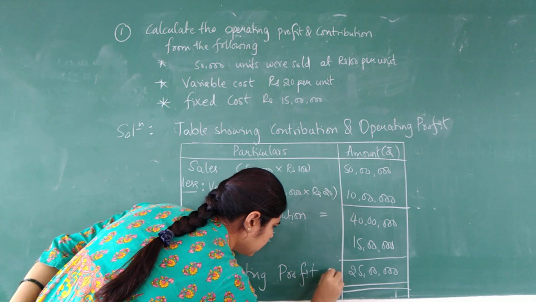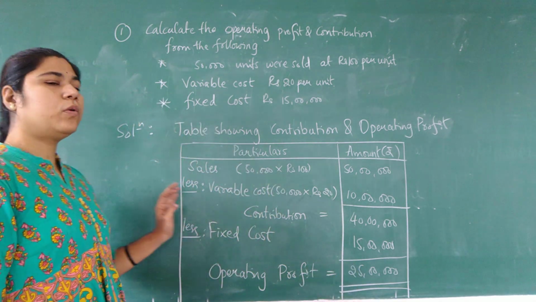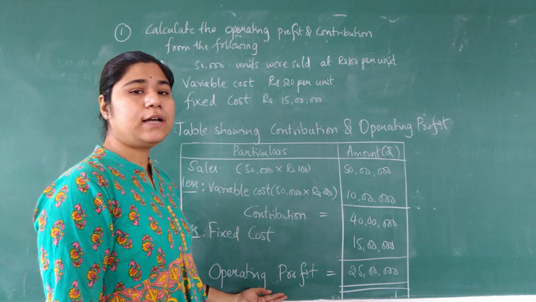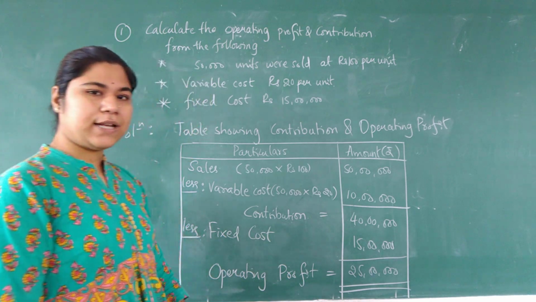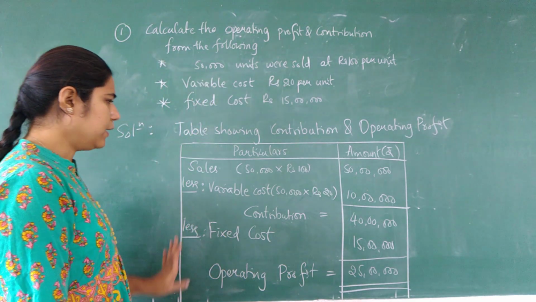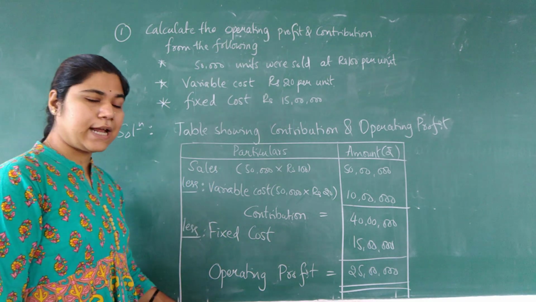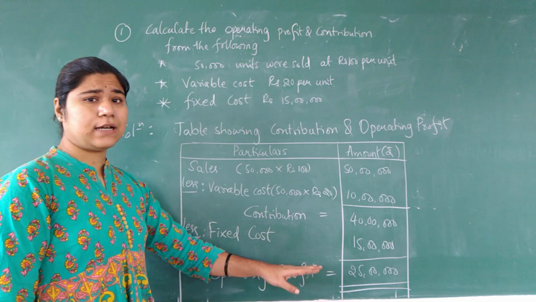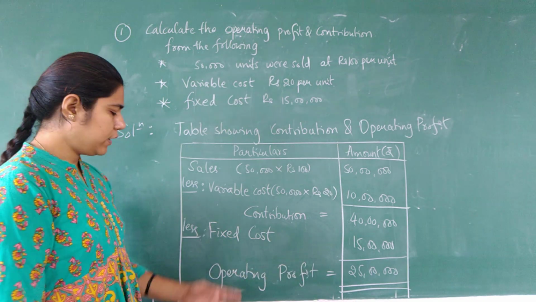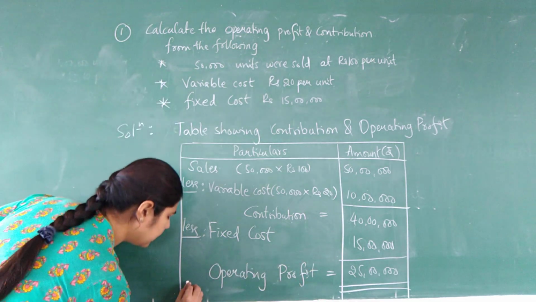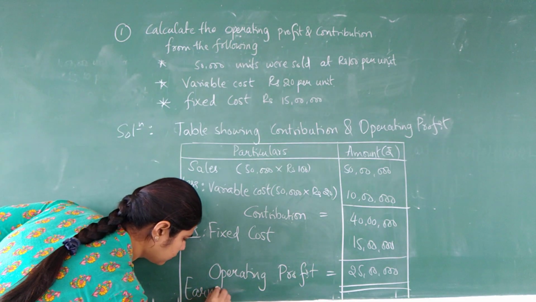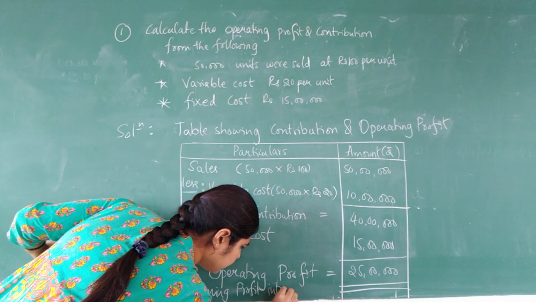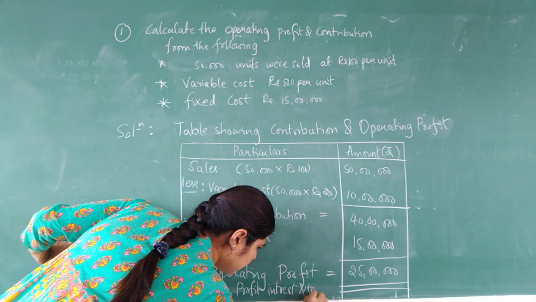Operating profit. So hope you understood both the problems, how we can calculate the contribution and also the operating profit. It is very simple. By using this table, we will also calculate further the interest and taxation charges. This can be taken by another name, that is earnings before interest and taxation.